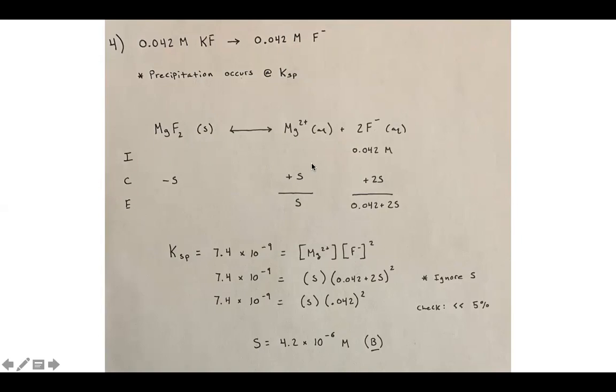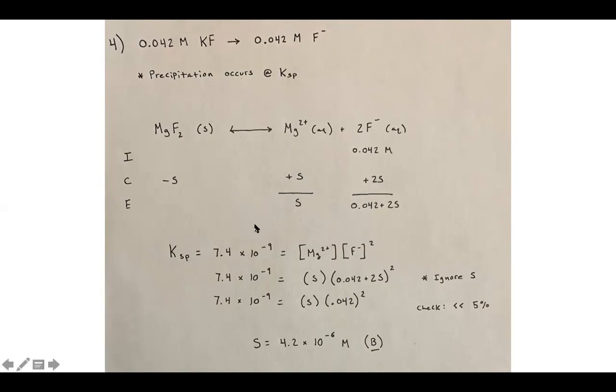So I'm going to make an ICE table, right? My initial amount of fluorine, because it's already dissolved in the solution, is 0.042 molar. My change for magnesium is going to be plus S, and fluorine is going to be plus 2S, because its coefficient is 2. Once I add my initial to my change, I can find my equilibrium amounts of both of these ions. So magnesium has a concentration equal to S. Fluorine has a concentration equal to 0.042 plus 2S.